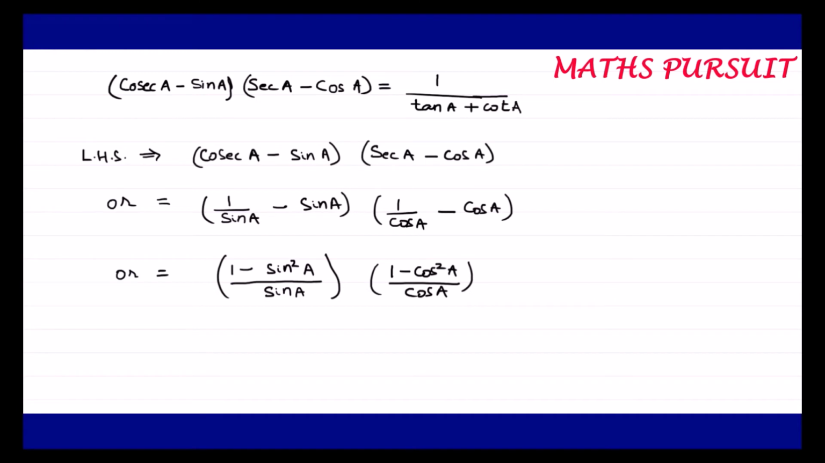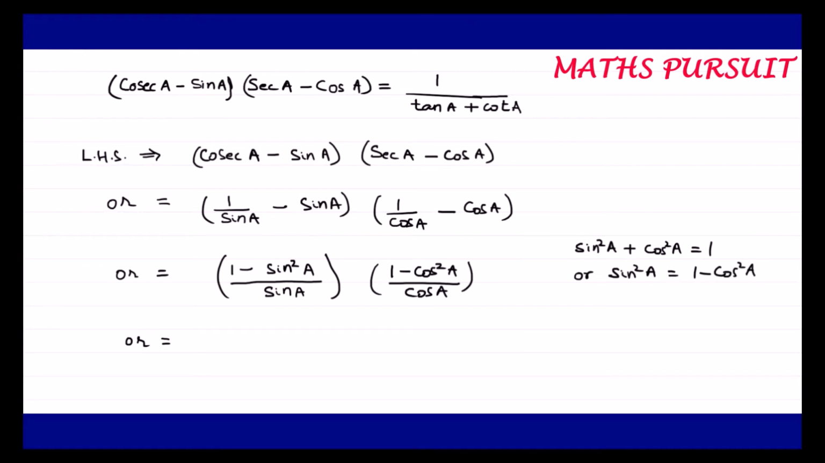Hope till here we are pretty clear. Here we are getting 1 minus sine square A, and here we are getting 1 minus cos square A. So let me write the famous trigonometric identities that we know. We know that sine square A plus cos square A is equal to 1, or I can write sine square A is equal to 1 minus cos square A.